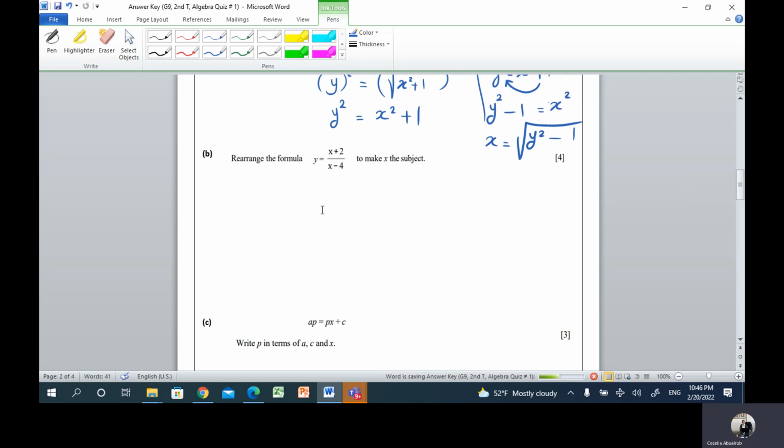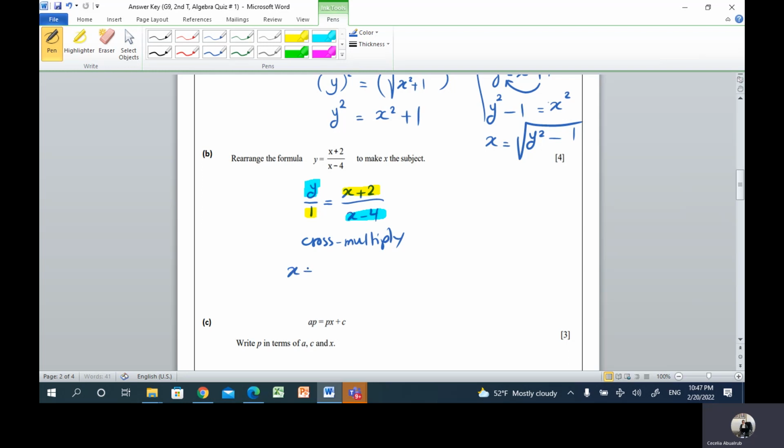We have here y is equal to x plus 2. So y over 1 is equal to x plus 2 as the numerator on the right over x minus 4 as the denominator on the right. Let's cross multiply. So the denominator on the left times the numerator on the right, and the numerator on the left times the denominator on the right. So let's start with 1 times x plus 2.